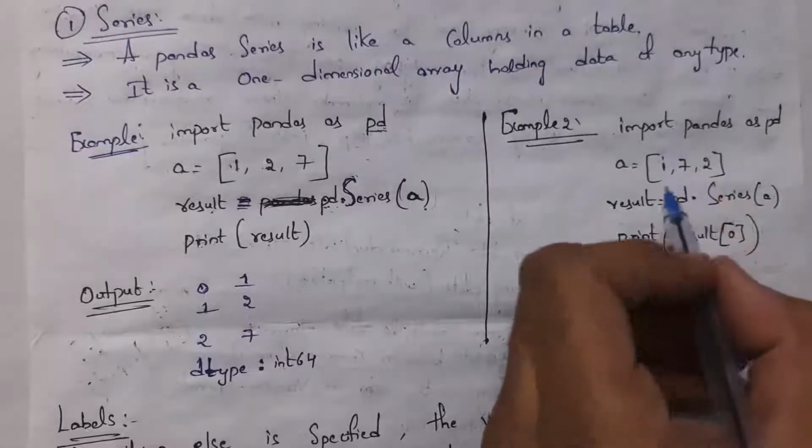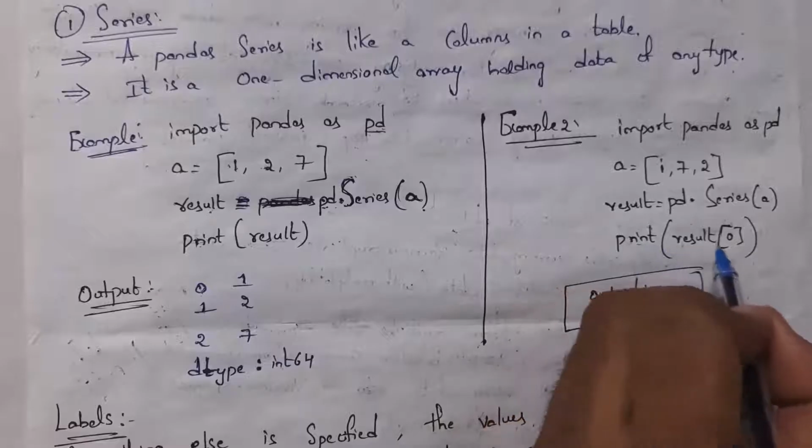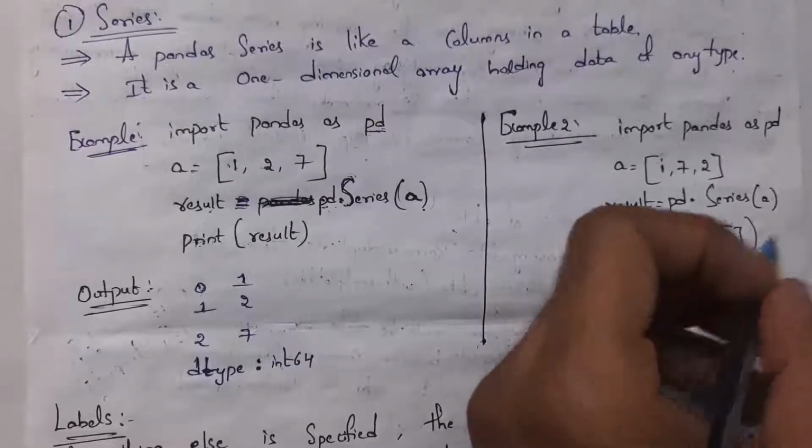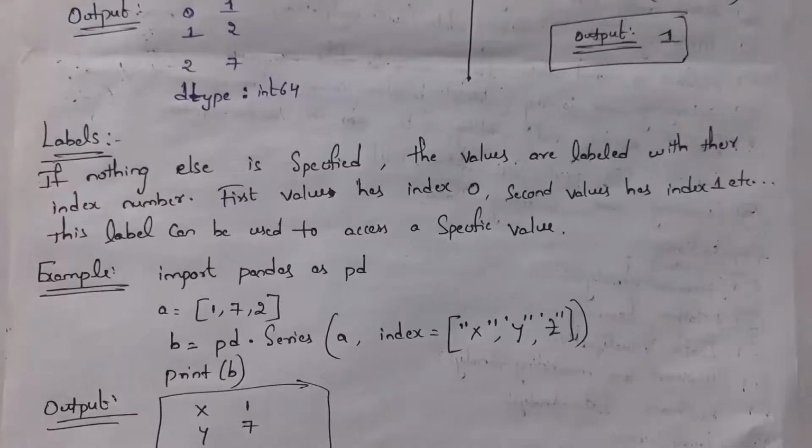After writing result is equal to pd.Series of a, whenever you write here print result of 0, it will display value which is present in index number 0. So 1 is my output. Next I will explain what is use of labels in Pandas series.